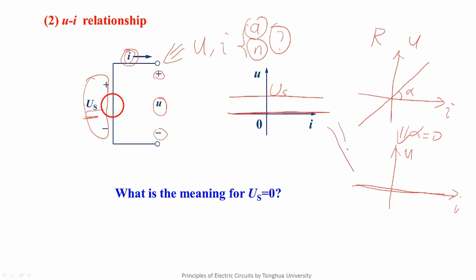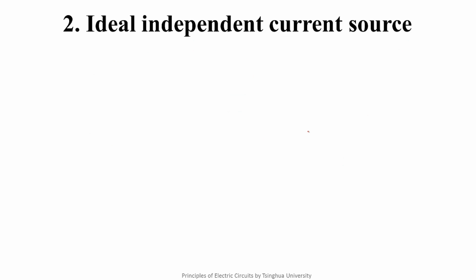For a resistor, alpha is equal to 0 or R equals 0. This line is the same as this line, where US is equal to 0 for the voltage source, right? Yes, just the same. The feature is that the voltage is 0 and the current is determined by the external circuit. So we have a very important conclusion: zero value resistance is equivalent to zero value voltage source in terms of electrical characteristics.